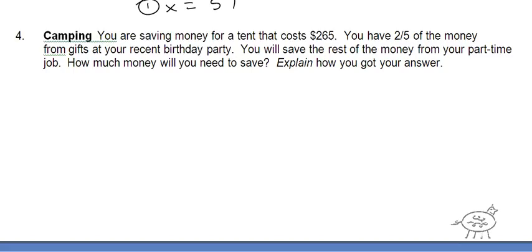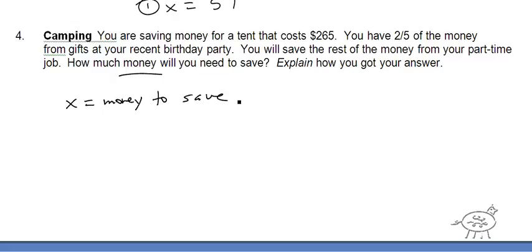Next problem. Camping. You are saving money for a tent that costs $265. You have 2/5 of the money from gifts at your recent birthday party. You will save the rest of the money from your part-time job. How much money will you need to save? And explain how you got the answer, which is basically just showing your work. Again, how much money will you need to save? So x equals money to save.